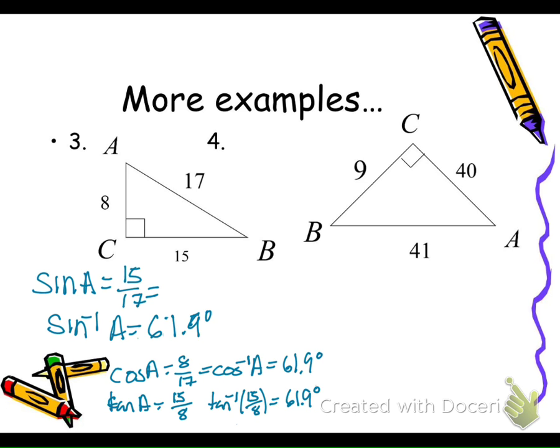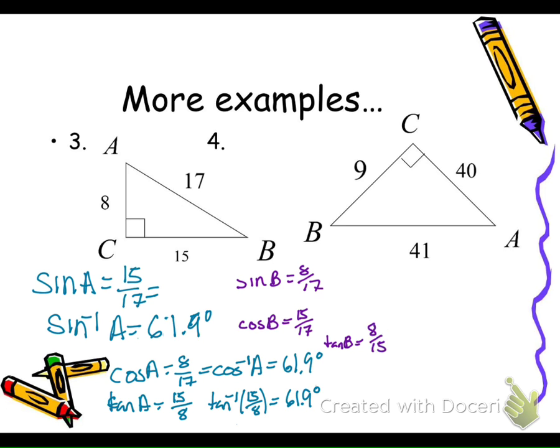If we do the same setup with cosine, I'm going to change my colors because I wrote really large. So you see that you have sine of B. Sine of B is 8 over 17. Cosine of B is going to be 15 over 17. And we have tangent of B, which is 8 over 15.